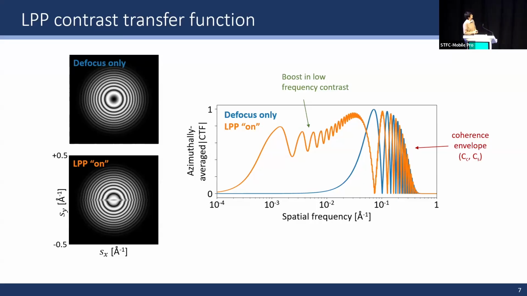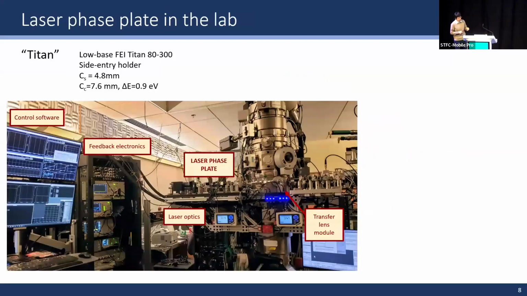How does it look in the lab? This is what we call the Titan in our lab. It's really been our development microscope that we've been working on over the years, where we've prototyped phase plates and tested them in this system. It's a low base Titan with a side entry holder. And the transfer lens module is here, where we can insert the phase plate. And these are the surrounding optics and control electronics and software that we use to control the lasers.